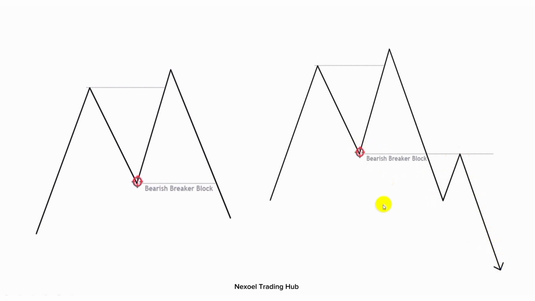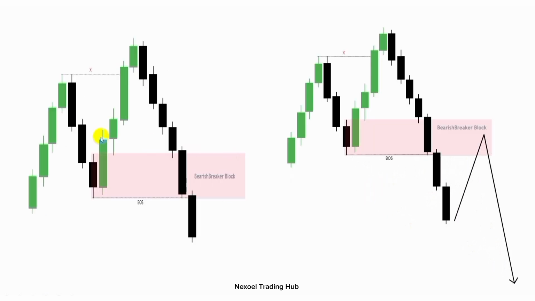So you can see we have the bullish breakout block and we have the bearish breakout block. So now what we can see from the candle example is this. We can see this is the bullish move.